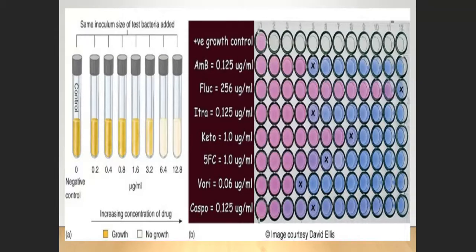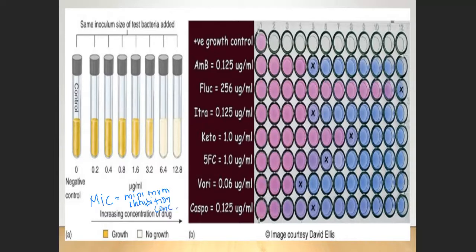Okay. This is the test for identifying the dose that is given to the drug. It's called the MIC, which is minimum inhibition concentration. It's the lowest concentration that inhibits bacterial growth. So: minimum inhibition concentration.